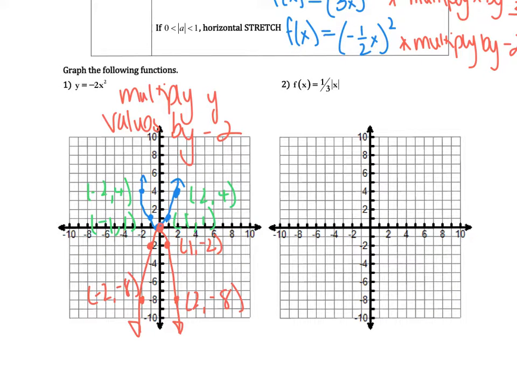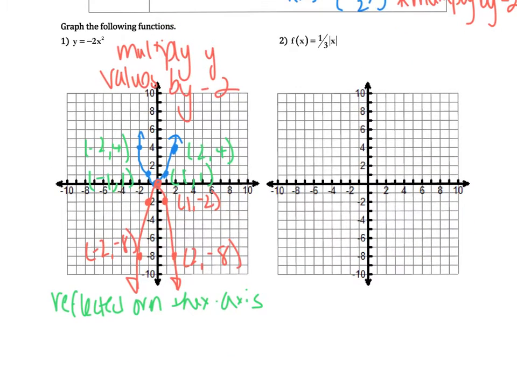Okay. So notice how from the parent graph that this is reflected over the x-axis, and when the absolute value of a is greater than 1 and we're having a multiplier to the y values, this is going to be a vertical stretch. I got taller.